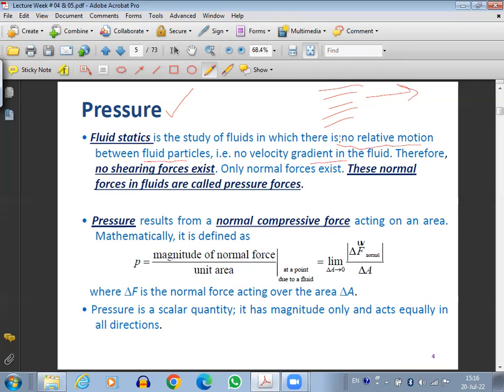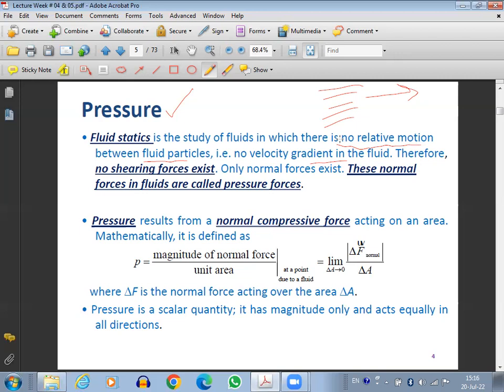So the viscous effects will not be applicable. Viscous effects come when the fluid layers move against each other. They have resistance against each other, which causes them to dissipate energy, which causes the fluid to become thick.